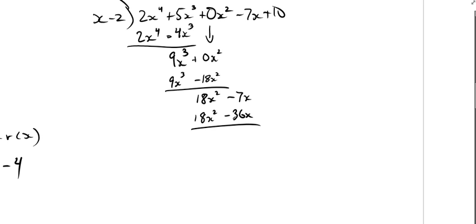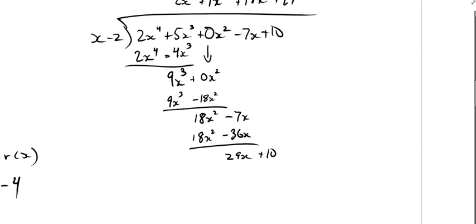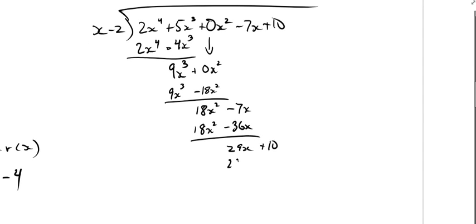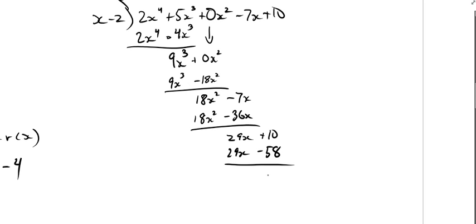So again, negative 7 minus negative 36. Like, you just got to be careful. So that should work out to 29x. Bring down the 10. Oops. And I'm done.